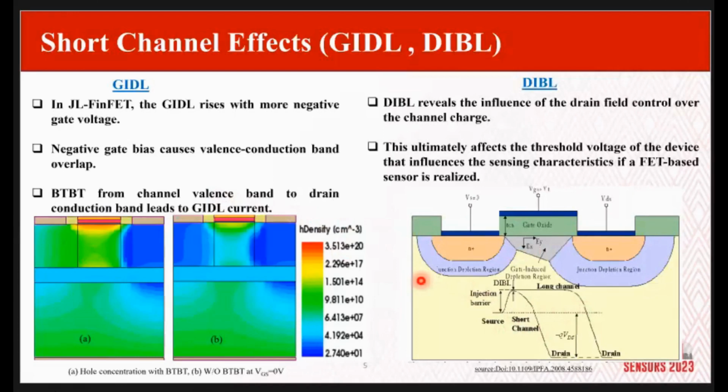So the bottom line of this slide is that if you want to simulate your sensor correctly, you need to have the right physics. And the right physics, unfortunately for us, changes a lot when you move from something that is 20 nanometers to something that is 10 nanometers, and you need to include all of these effects, which are called DIBL and GIDL. So this is the bottom line of this slide.